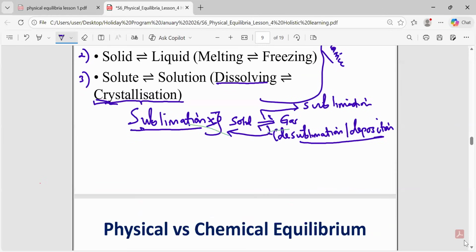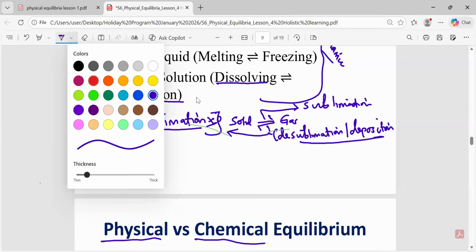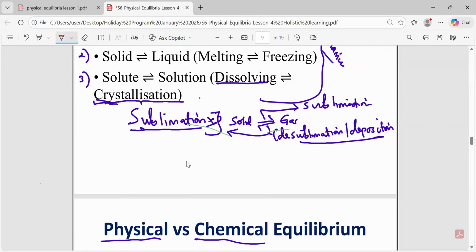Let's move on. Now, physical versus chemical equilibria. Let us first digest this. What can we say about this? How can we differentiate chemical equilibria from physical equilibria? Anyone with a submission on that? That's what we want to discuss now. We said by the end of this lesson, we should know what physical equilibria is and also differentiate between physical and chemical equilibria. Yes, Harmony.